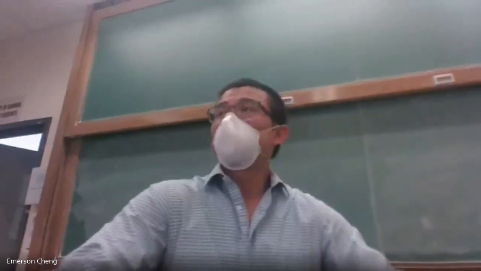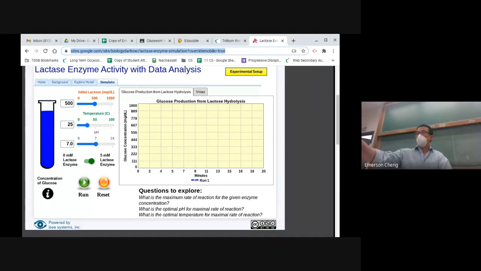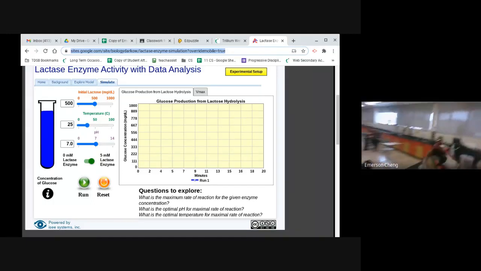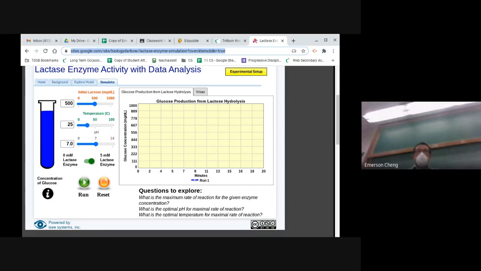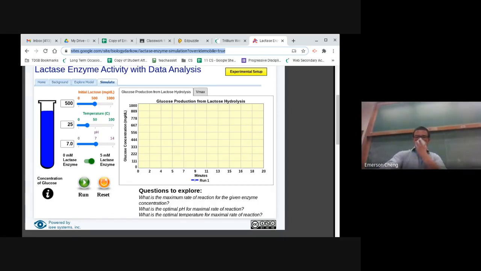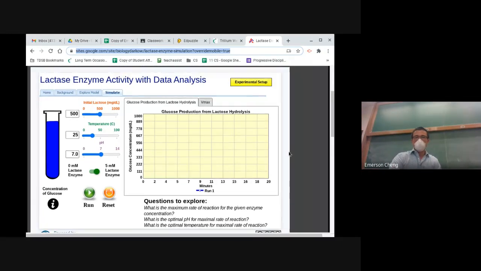So the enzyme virtual lab that I'm virtually sharing, just shared with you, is the following. This one here, share this one. All right, so are you girls on that virtual lab? Looks like this. Awesome. So in this lab, this is a virtual lab setup. So what it means, right now you see lactase enzyme activity with data analysis.